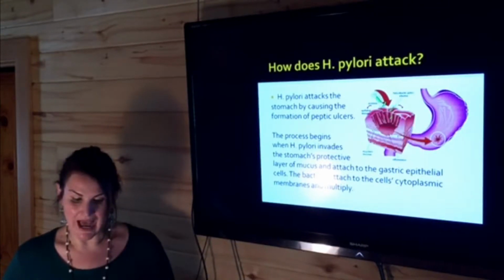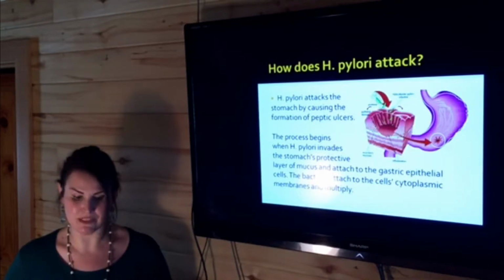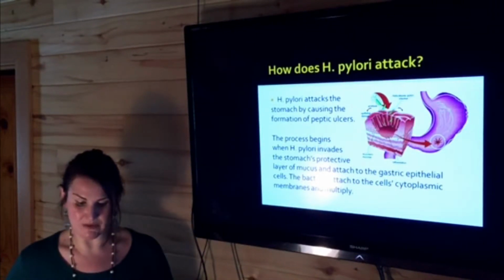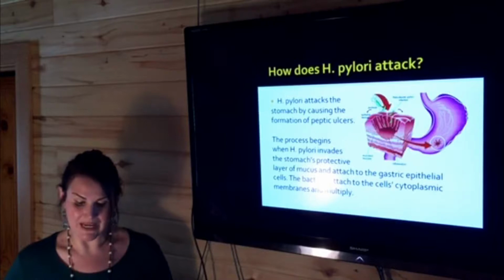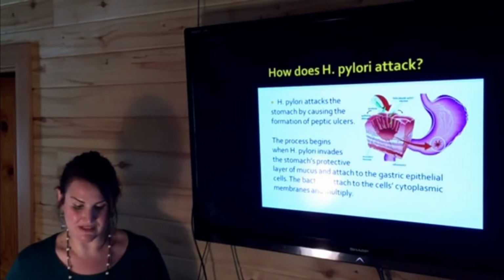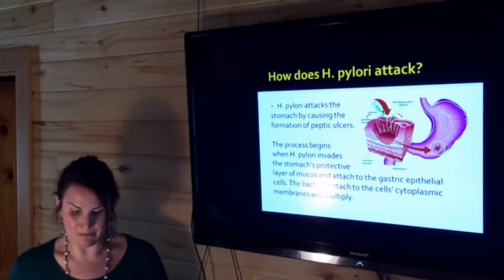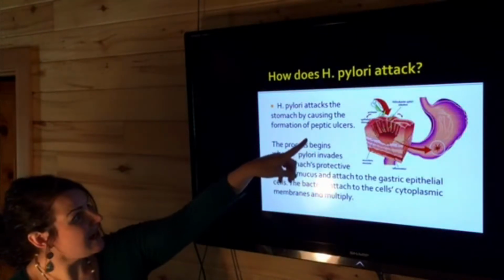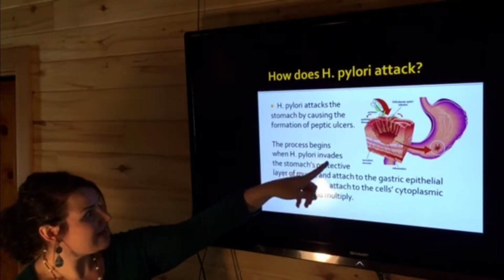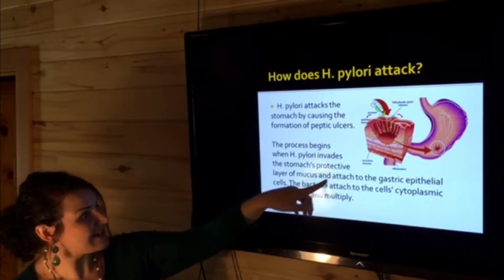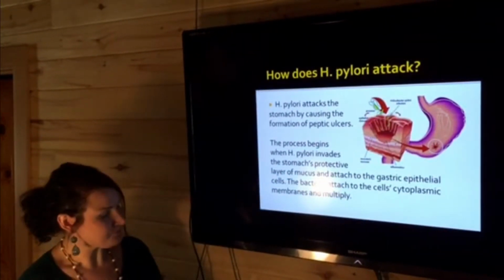H. pylori, how does it attack? It attacks the stomach by causing the formation of peptic ulcers. The process begins when H. pylori invades the stomach's protective layer of mucus and attaches to the gastric epithelial cells. The bacteria attach to the cell's cytoplasmic membrane and multiply. And here you can see an illustration of Helicobacter pylori coming into the stomach, invading the protective layer of the mucus and attaching to the gastric epithelial cells. And then as it goes in, it's going to multiply.